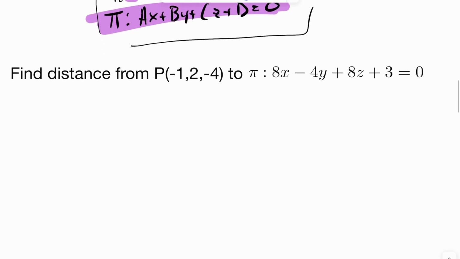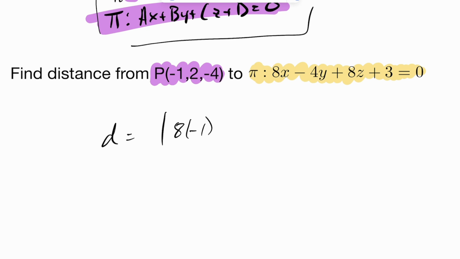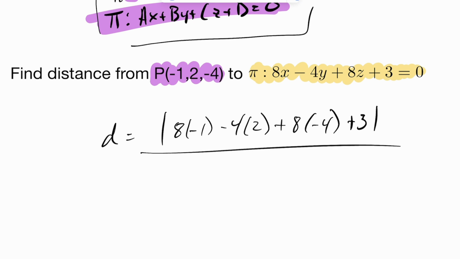Find the distance from a point to a plane. So I've got my point and I've got my plane. So this is just an extension of what we just did in the previous example. So the distance here is absolute value of a, which is 8, times my given x coordinate. Then I've got my b value times my given y coordinate, my c value times my given z coordinate plus my d value, all over the square root of 8 squared plus -4 squared plus 8 squared.